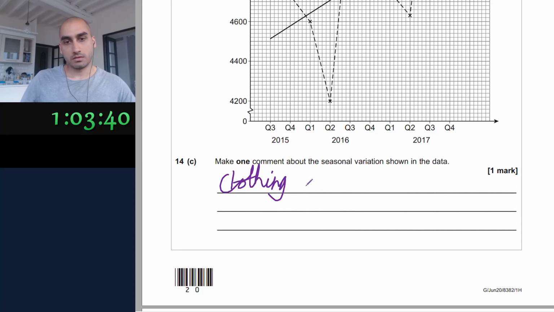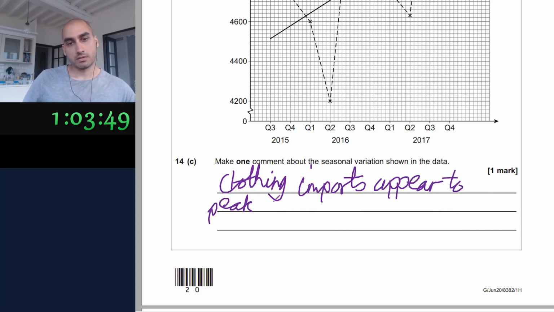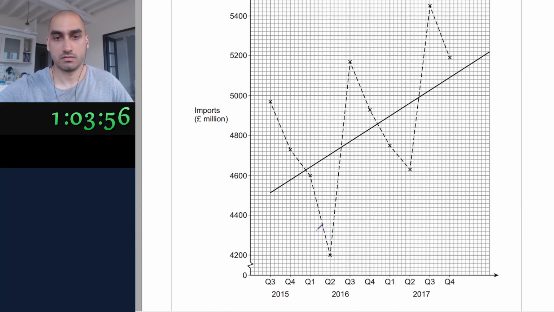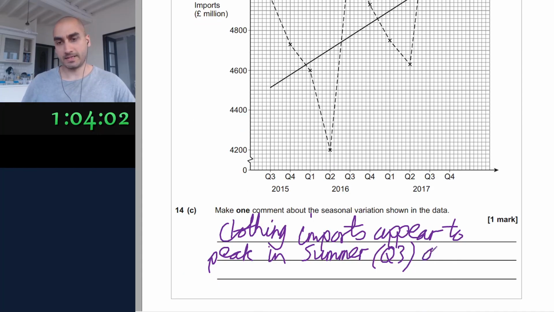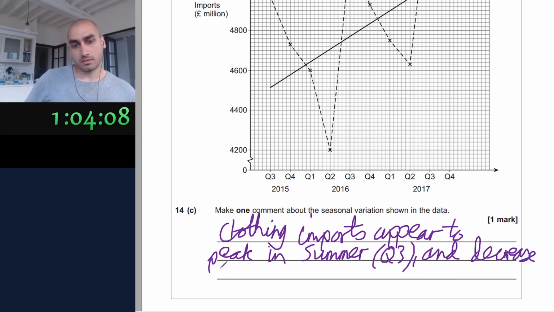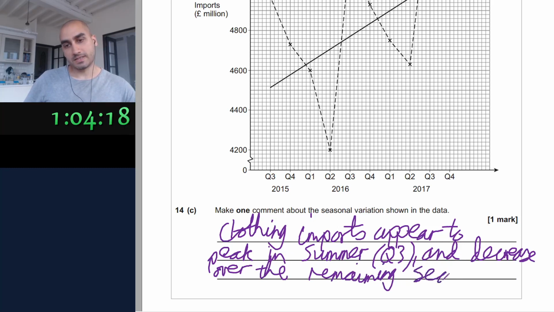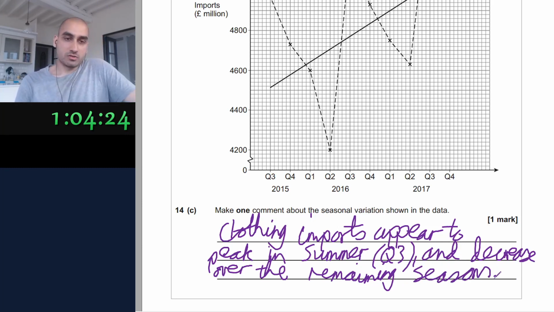Clothing imports appear to peak in summer, Q3, and decrease over the remaining seasons. I guess because people go out of the house more.